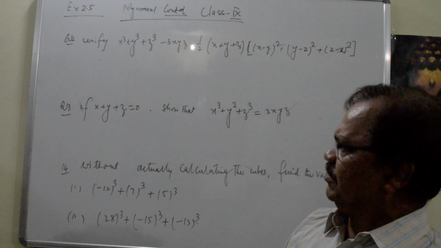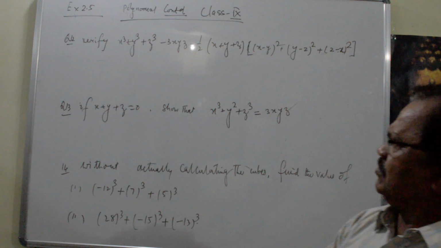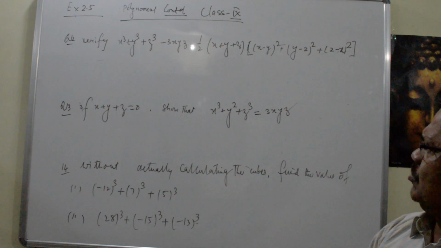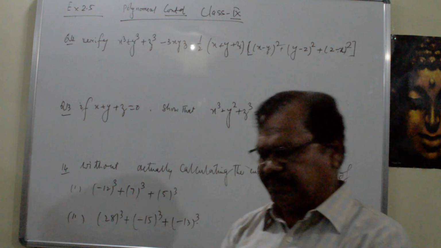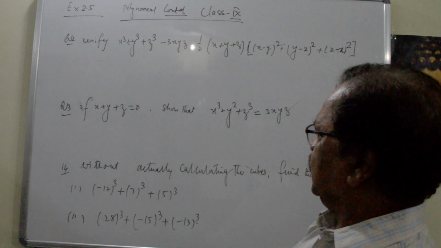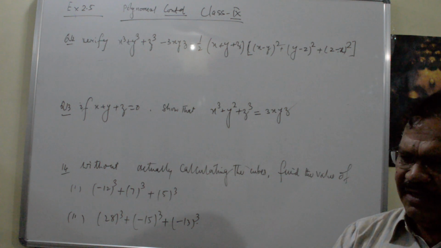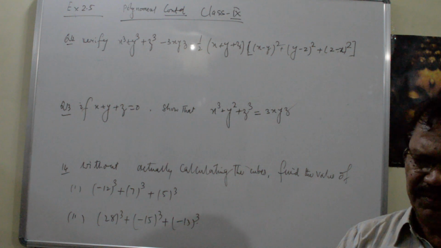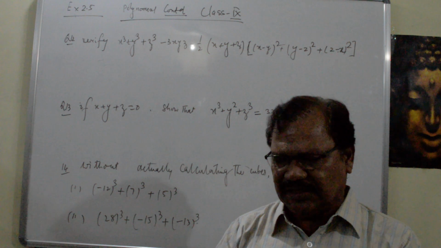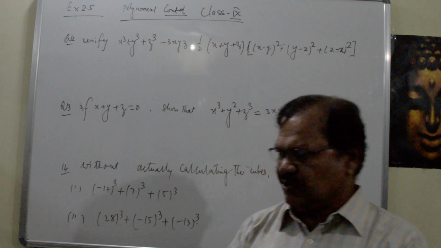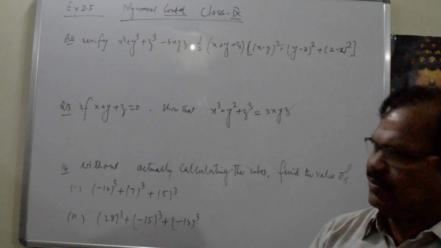Question number 12. Verify x cube plus y cube plus z cube minus 3xyz is equal to half (x plus y plus z) into, like that. So these are the setting of the formula. Now I have already told you that first take the values of x, y, z so that x plus y plus z is not 0, because getting 0 is not a sufficient method to verify it.